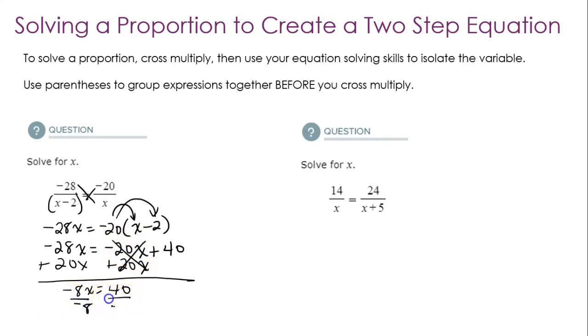Now we're down to just a one-step equation. We divide both sides by negative 8. The negative 8's cancel, and 40 divided by 8 is negative 5. You pause the video and try this one on your own. Don't forget to group your expression in parentheses.